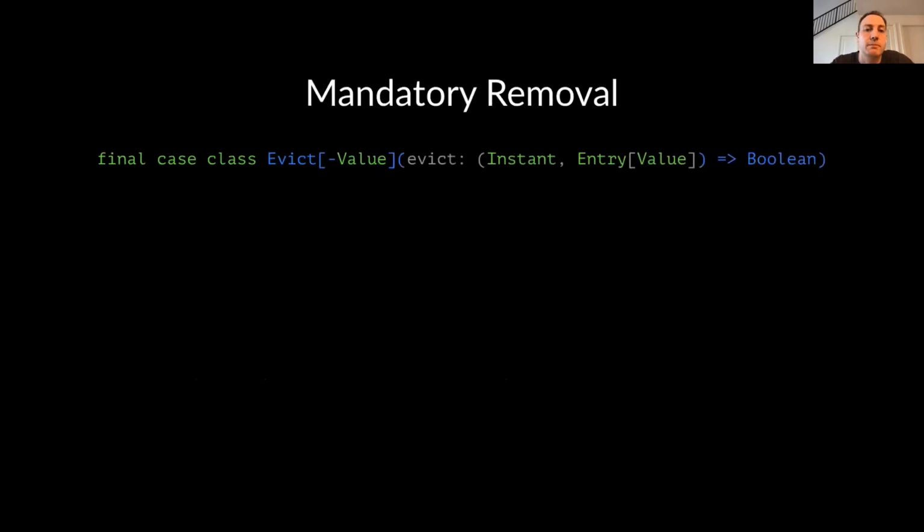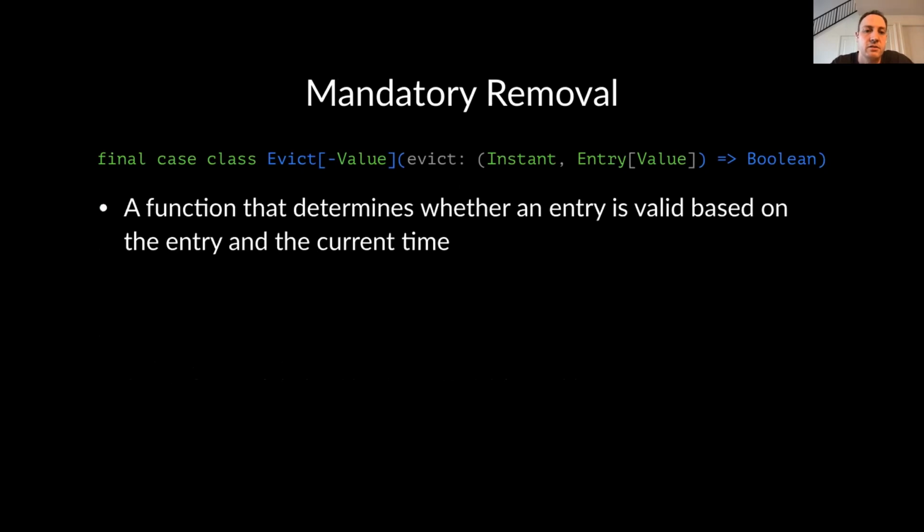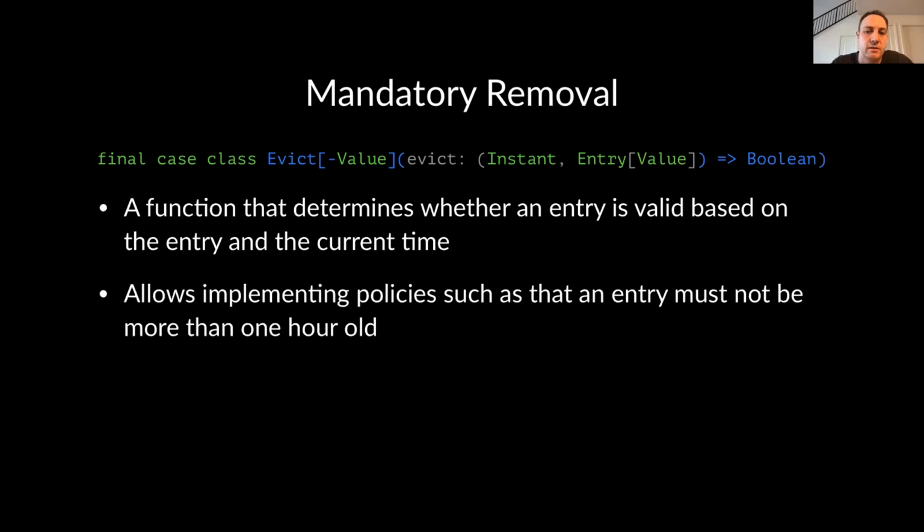The second part of the caching policy is that evict. And this is really just a function from an entry and the current time to a Boolean that says whether that value is valid or not. And so this lets us implement policies that say something like, we don't want to keep any entries in the cache that are more than an hour old, because maybe our service level agreement says we just can't do that. At that point, we need to recalculate those values.